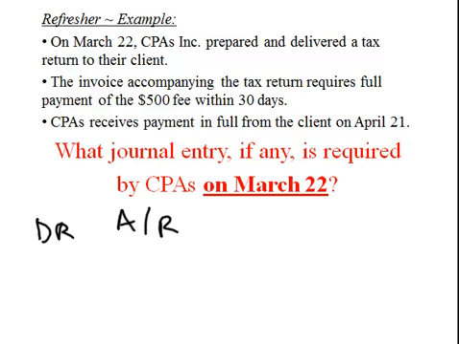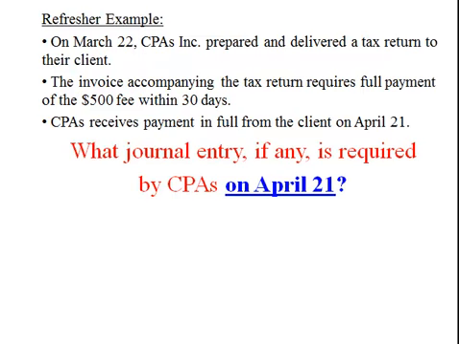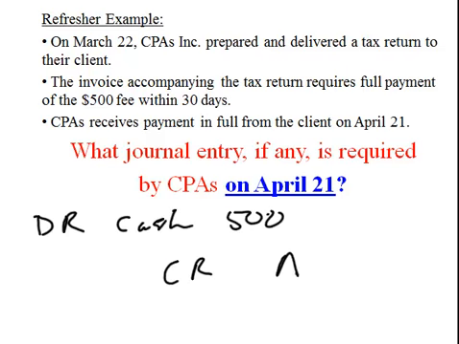We debit accounts receivable for the $500 we expect to collect in the future, and we credit services revenue for the $500 we have earned. On April 21st, when we receive payment, we will debit cash and credit the account receivable.